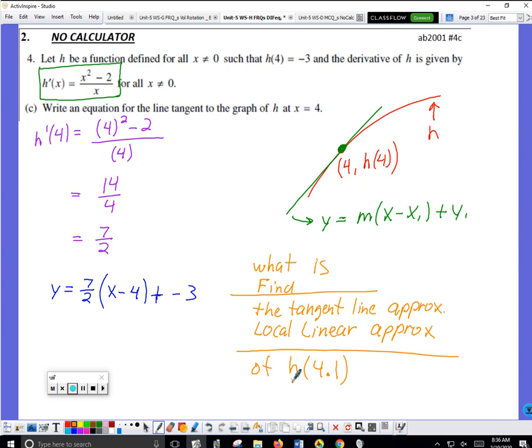Plug in 4.1 into the equation of h. Hands up if you would have said that. 2 points, 3 for Mike. Look up.